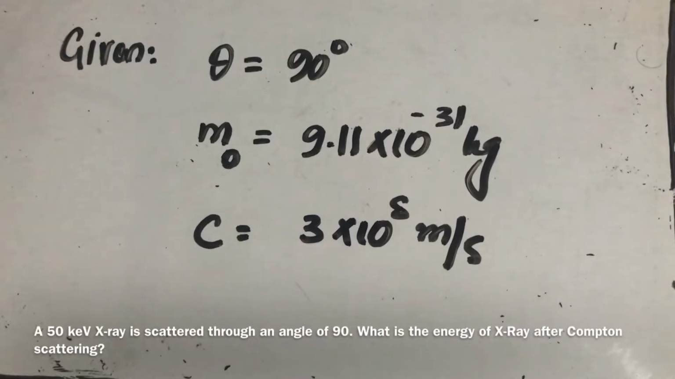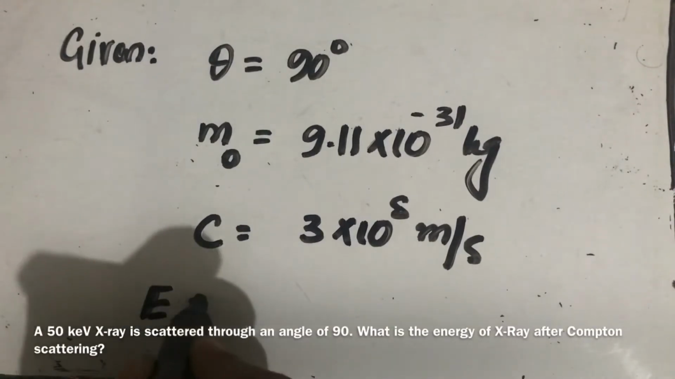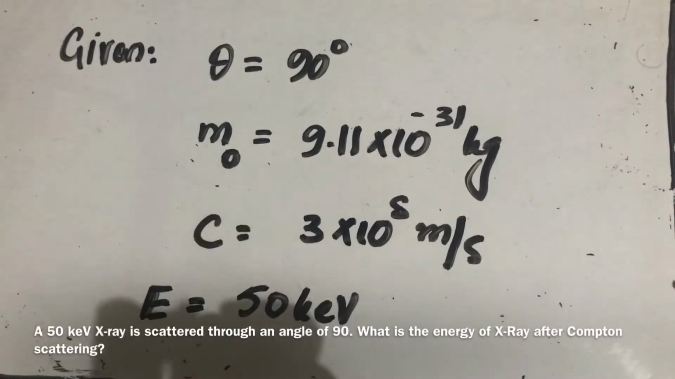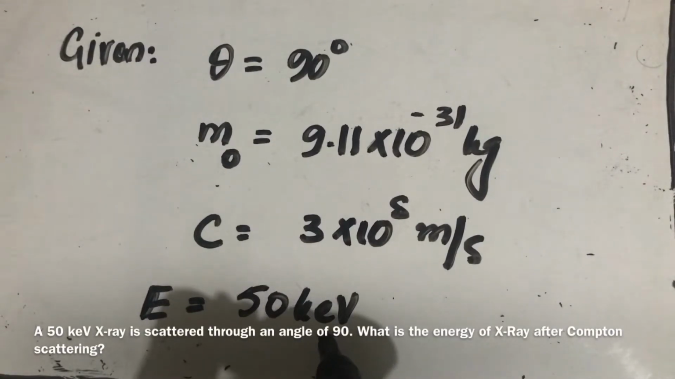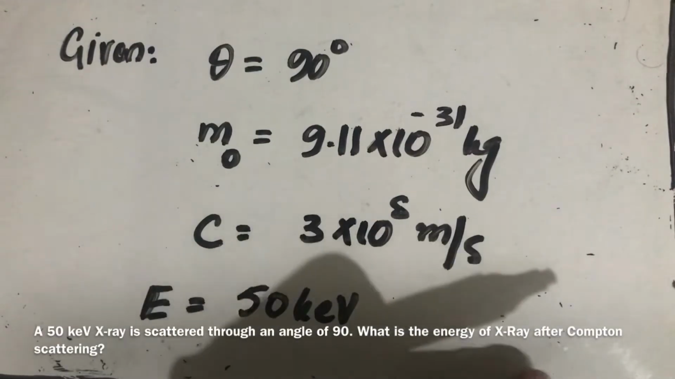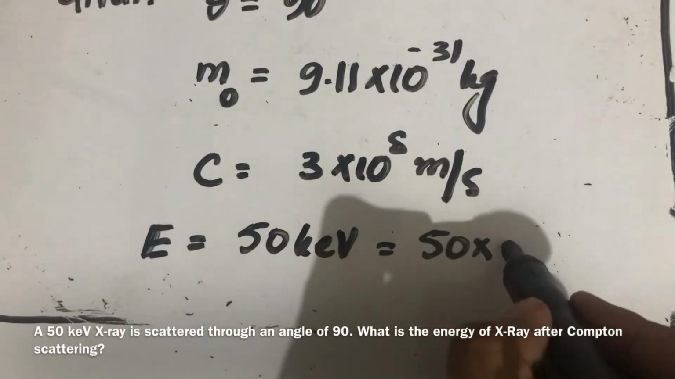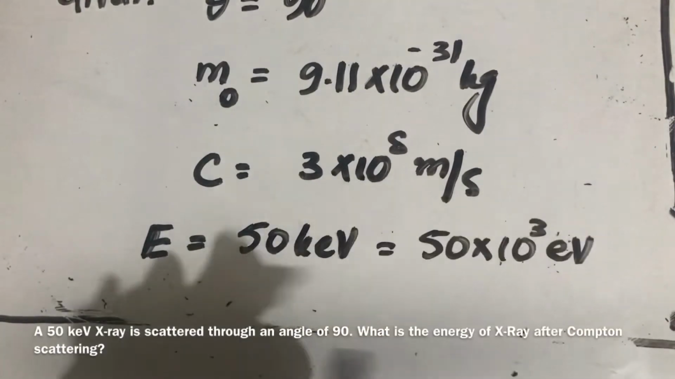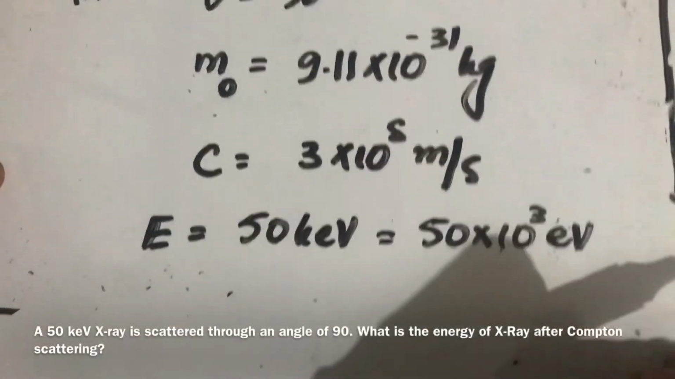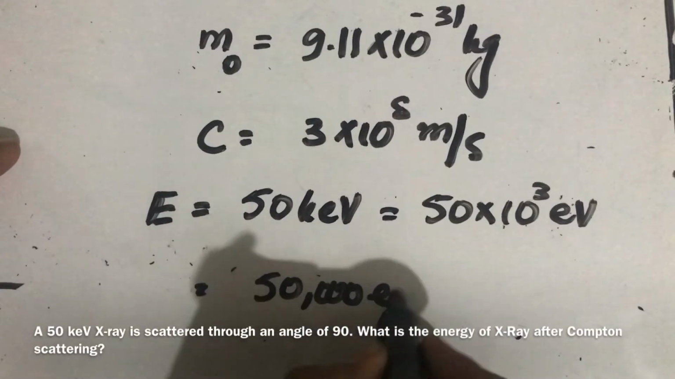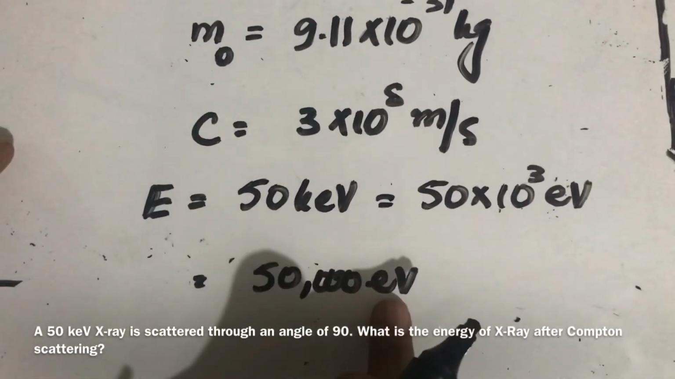So the energy is 50 kilo electron volt, and we have to convert kilo into simple electron volt, and after that we will convert electron volt into joule. So 50 × 10^3 electron volt, or we can simply write this as 50,000 electron volt. Now we have to convert electron volt into joule. So it is very simple.